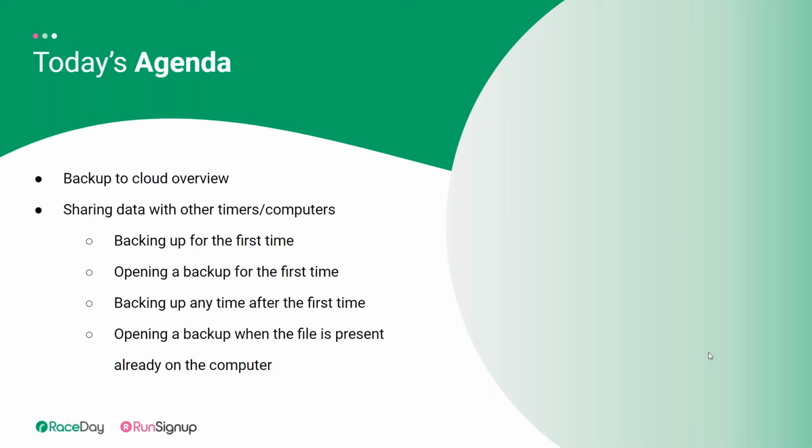What we're talking about today is just a quick overview of what we mean when we say backup to the cloud. And then we're going to go through 4 different scenarios that you're going to encounter when you do this. That is backing up for the first time, opening a backup on another device for the first time, backing up any time after the first time, which to me is the easiest. You'll see what I mean in a second. And then opening a backup when the file is present already on the computer. So those are the 4 main scenarios that you're going to bump into.